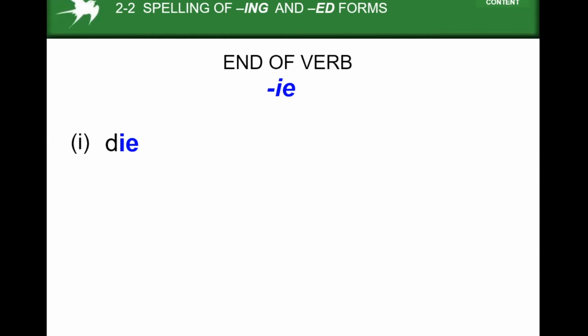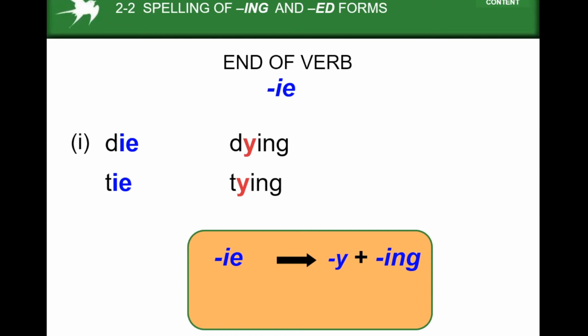Last, we have verbs ending in ie, such as die and tie. Here we drop ie and add ying to make the ing form. But we simply add d to make the ed form.